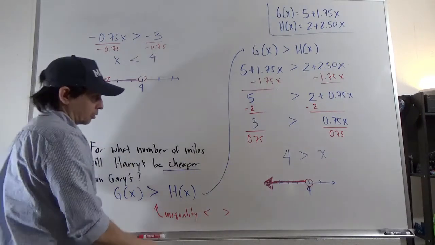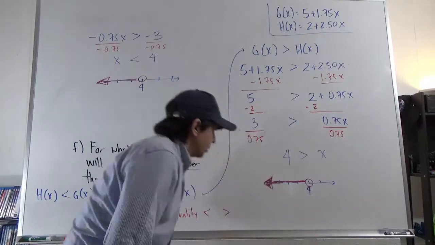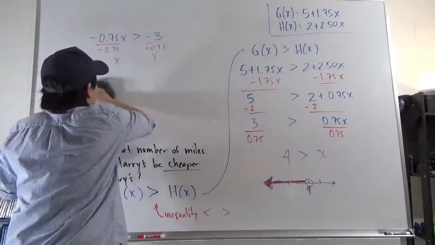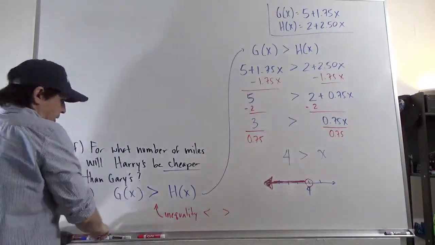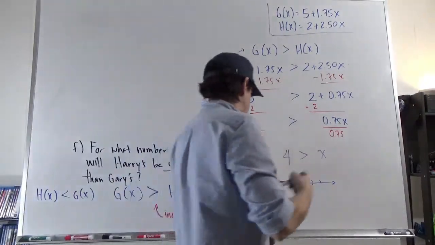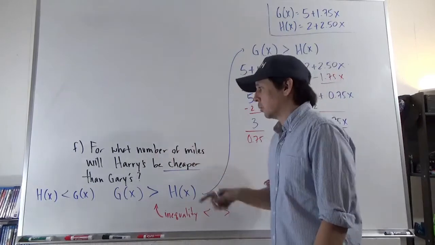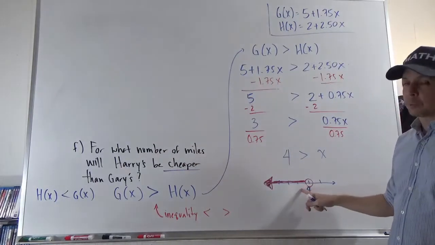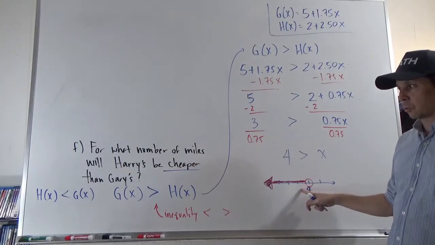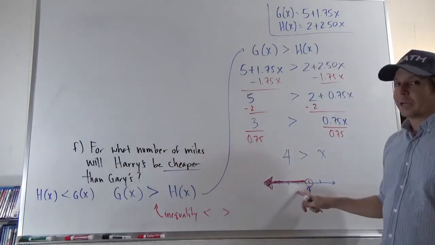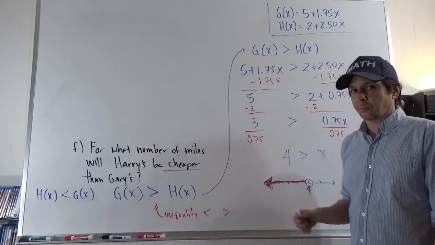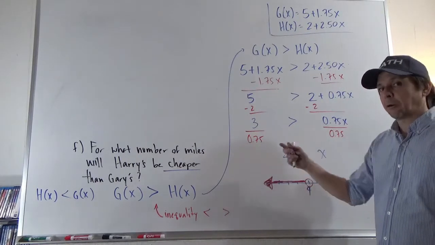Okay, I'm going to erase because we're not done. I've got to interpret this. And so my interpretation of this is, it's asking what number of miles. So, like I said, 3.9 miles would make this work. So for 3.9 miles, Harry's would be cheaper. 3.8 miles, Harry's would be cheaper. 3.7 miles, Harry's would be cheaper.